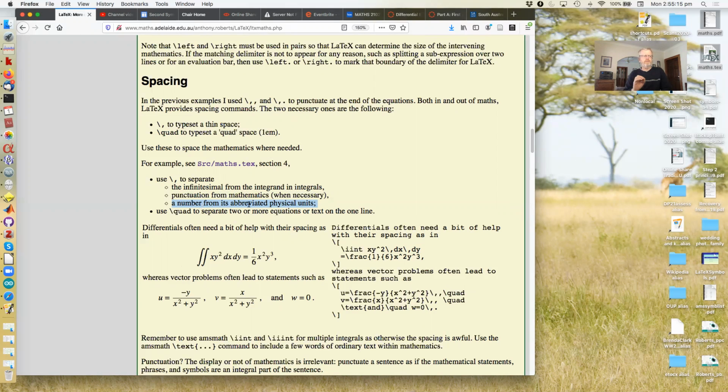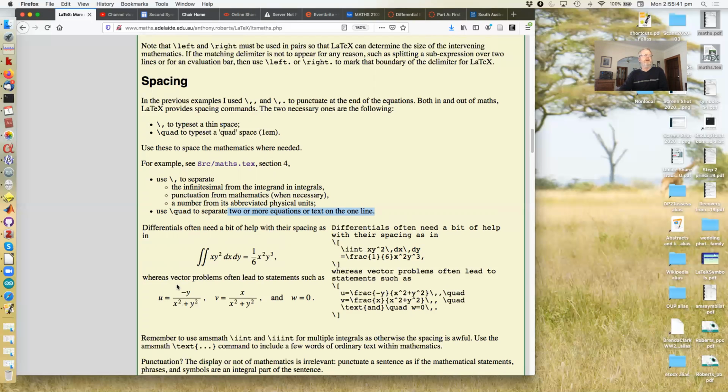If the physical units are not abbreviated, you use a full space, which you can get from a non-breaking space, best is a non-breaking space. Remember the two that I've already introduced you to? Okay, so where do you use a quad space? Most commonly to separate two or more equations on the one line. That's its main role.